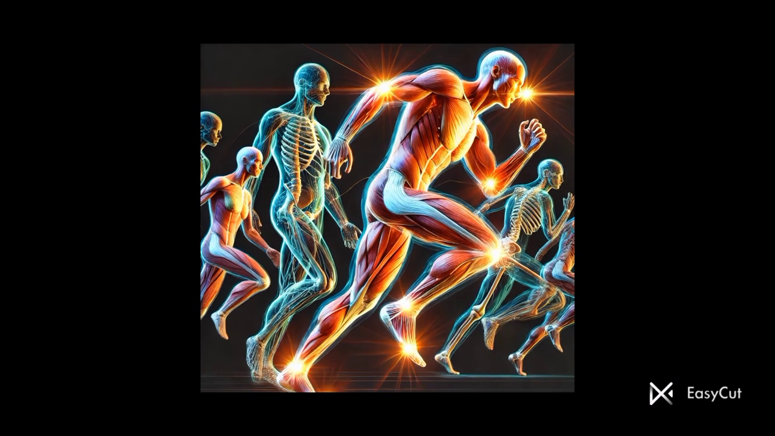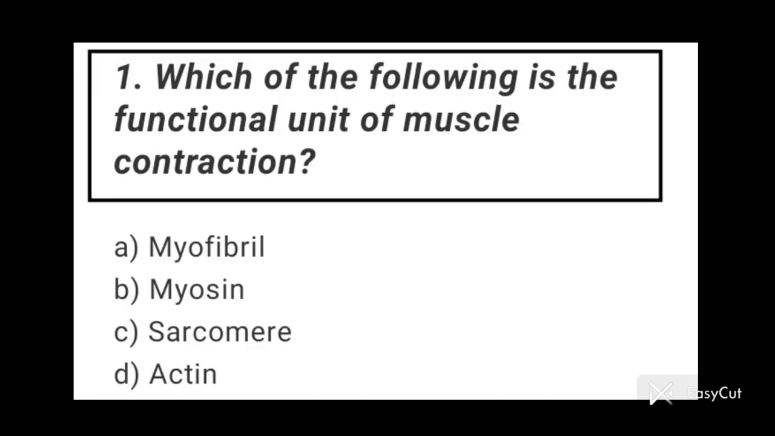Let's start from question number 1. Which of the following is the functional unit of muscle contraction? Option C, sarcomere is the correct option here.